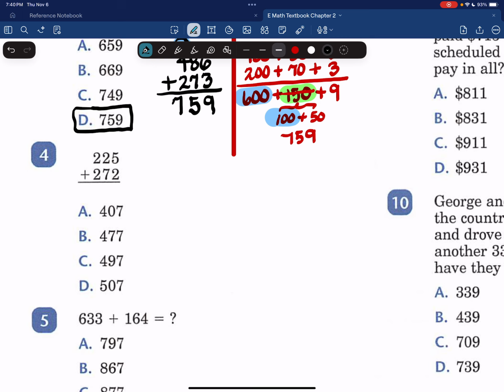All right, this one I have 225. And I've got that big old thick writing again. Let's try again. 225 and 272. And you add those together. So I have 5, 6, 7, 7, 8, 9. 2 and 2 is 4. No carrying at all on that one. And the answer is C.